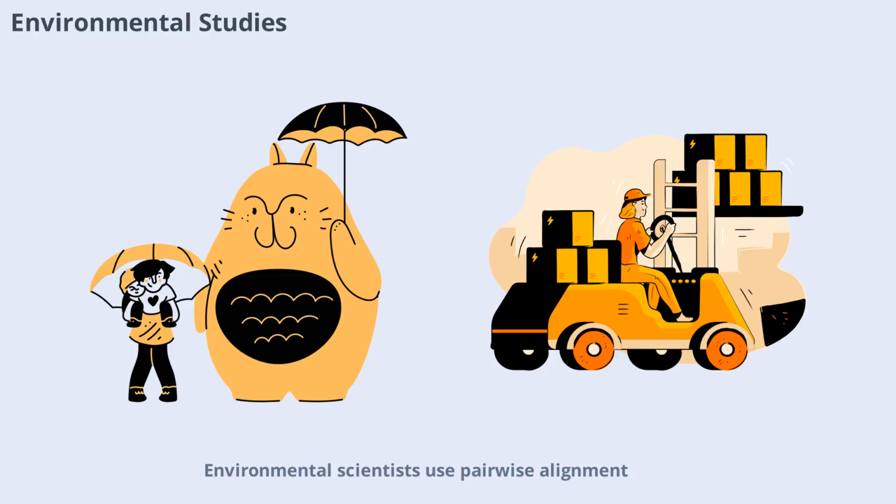Environmental scientists use pairwise alignment to study biodiversity and monitor ecosystems. By comparing DNA from different organisms, they can identify species, track invasive species, and assess ecosystem health. This information is vital for conservation and environmental management.